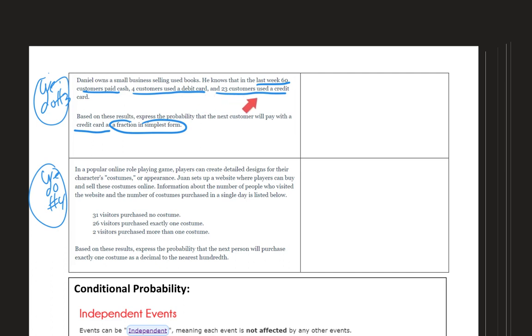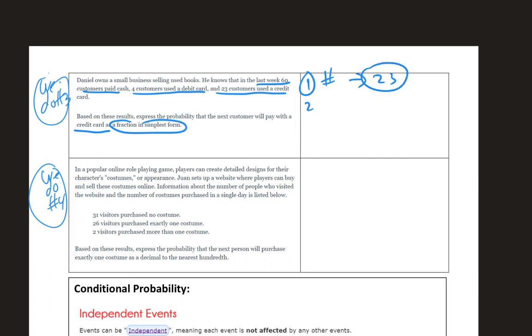Okay, so let's just go through the steps. So we know the first step, number 1, is we need to find the number for what we're looking for, right? So what they're saying for credit card, so this says cash is 60, debit card is 4, credit card is 23, so not debit card, so 23. So the number we're looking for is 23, right? 2 is the total. Okay, so the total is going to be, what are the possibilities, right? It could be cash, debit card, or credit card. So that means the total could be 60 plus 4 plus 23. So the total number of possibilities is 87.